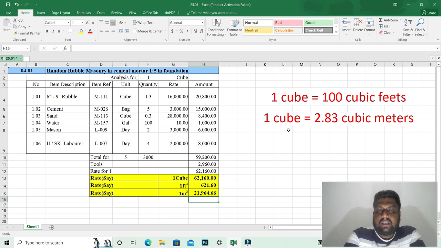So I think you have an idea about how to calculate the cost. You just have to put your currency, and please understand what's happening here. I think it will help you understand the calculation method for rubble work.